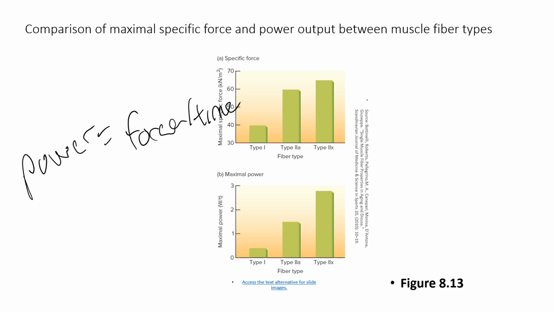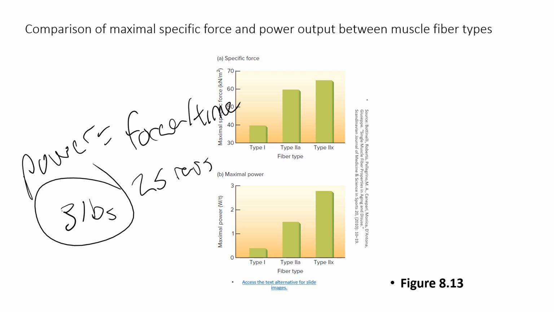You both get on a cycloergometer, a bike, and pedal against 3 pounds of resistance. Okay? And you do 25 revolutions. With each revolution, you would go approximately 6 meters. So you would both go a total distance of 150 meters.